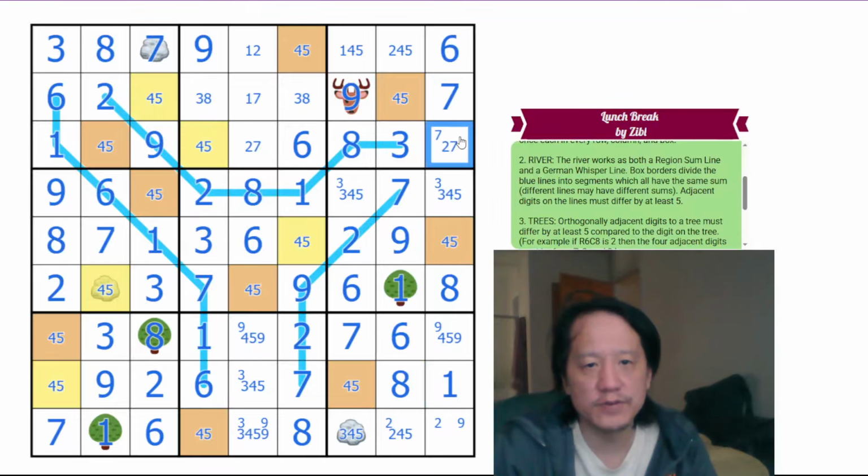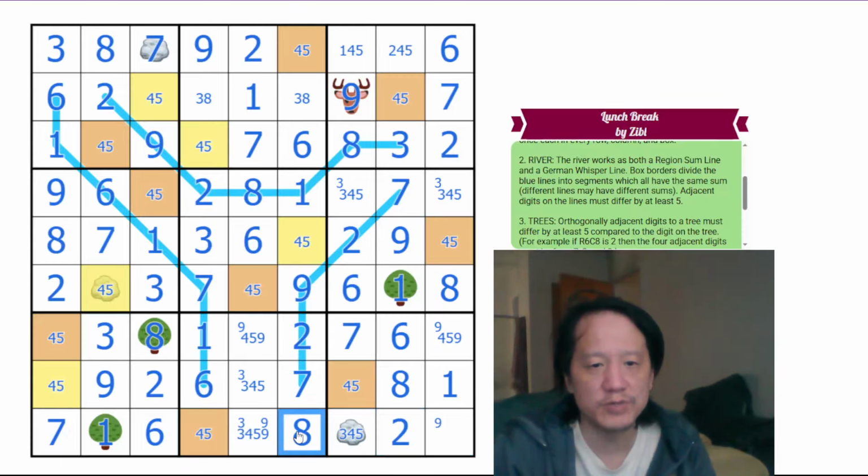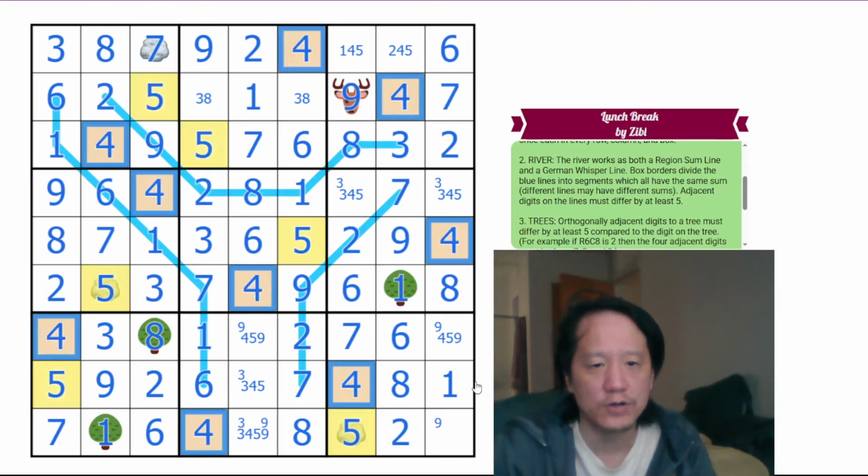Which makes this 7, that 2, this 7, 1, and 2. So this cannot be 2 anymore. Therefore, this is a 2 here, which means this can't be 2. This must be 3 away from 8 and 2, so this has to be 5, which makes this not the orange, so this is the yellow. So all the yellows are 5, all the oranges are 4.